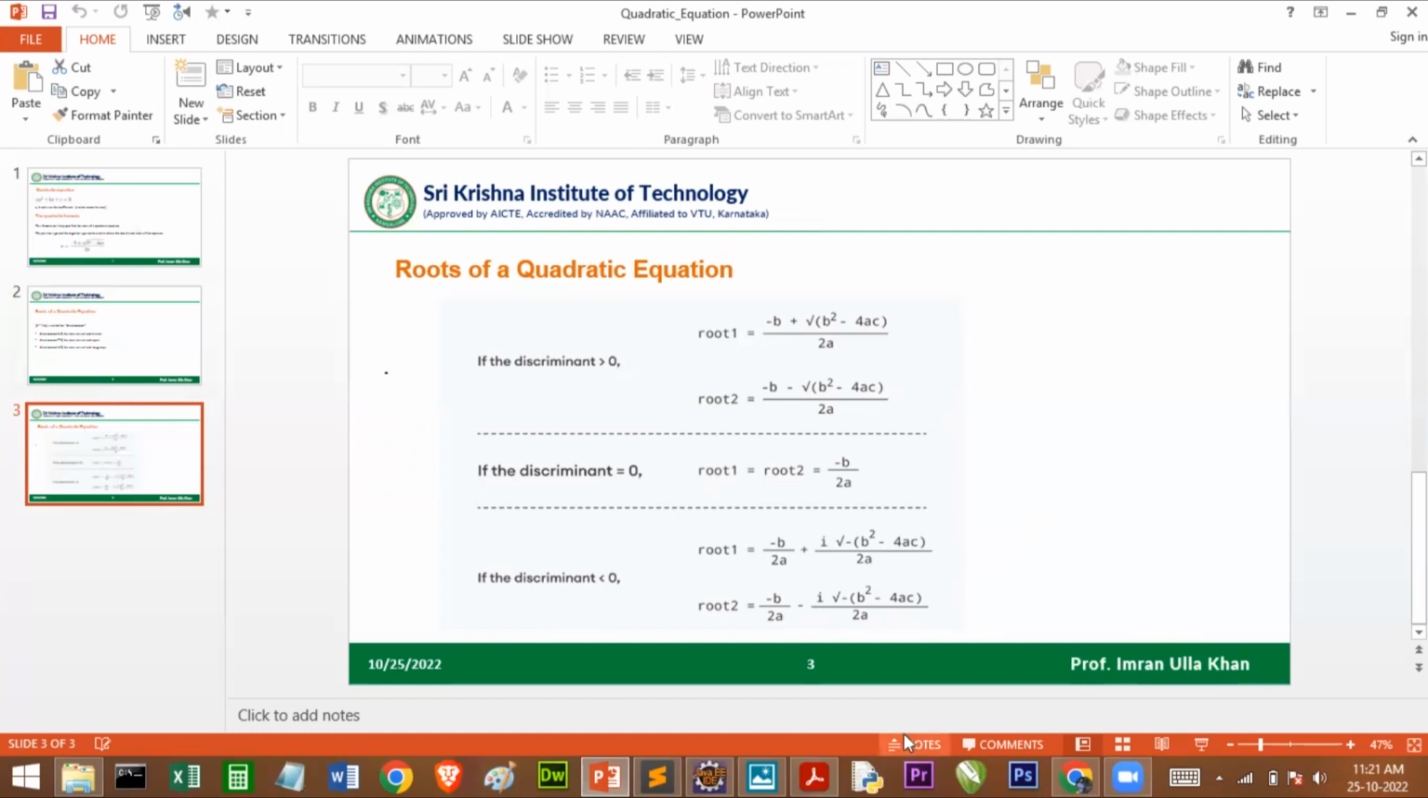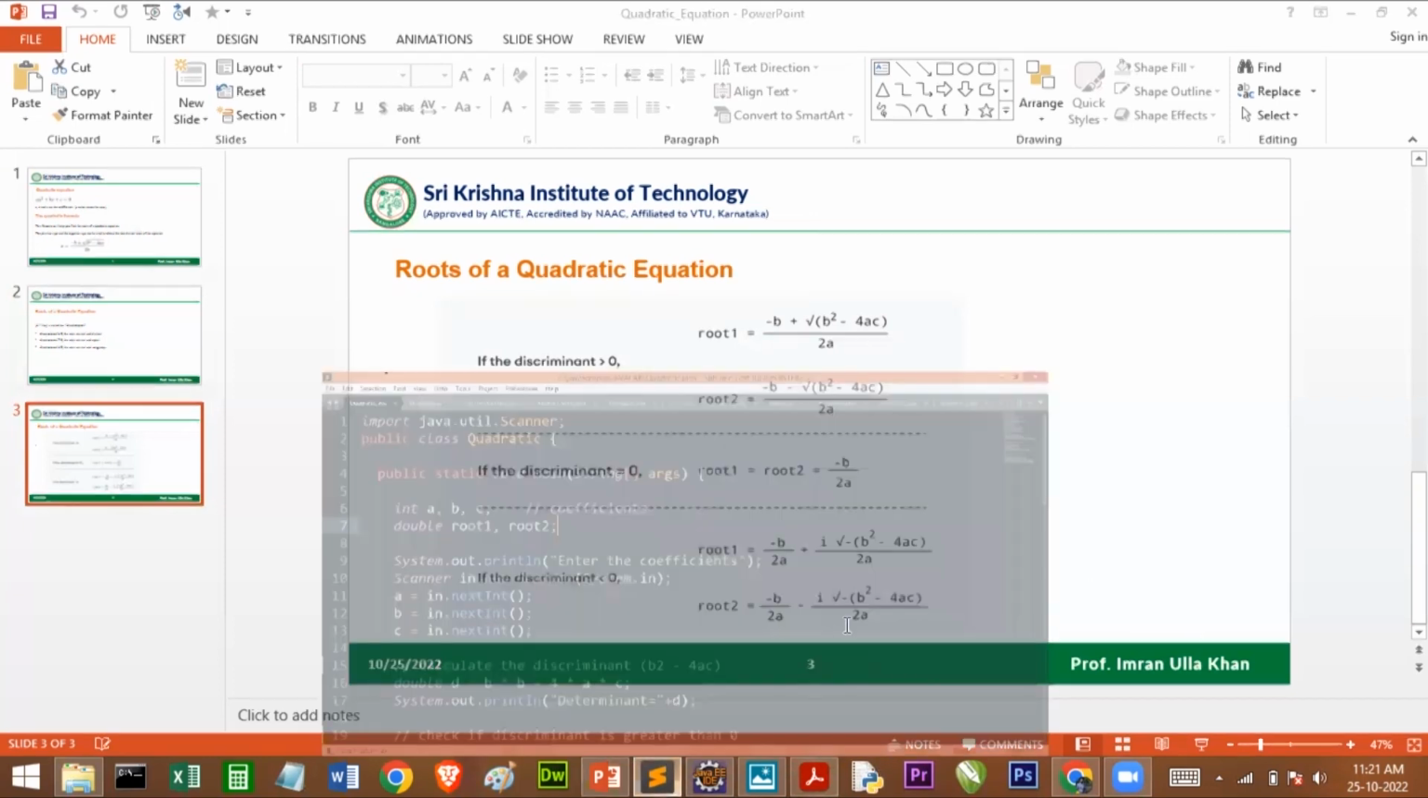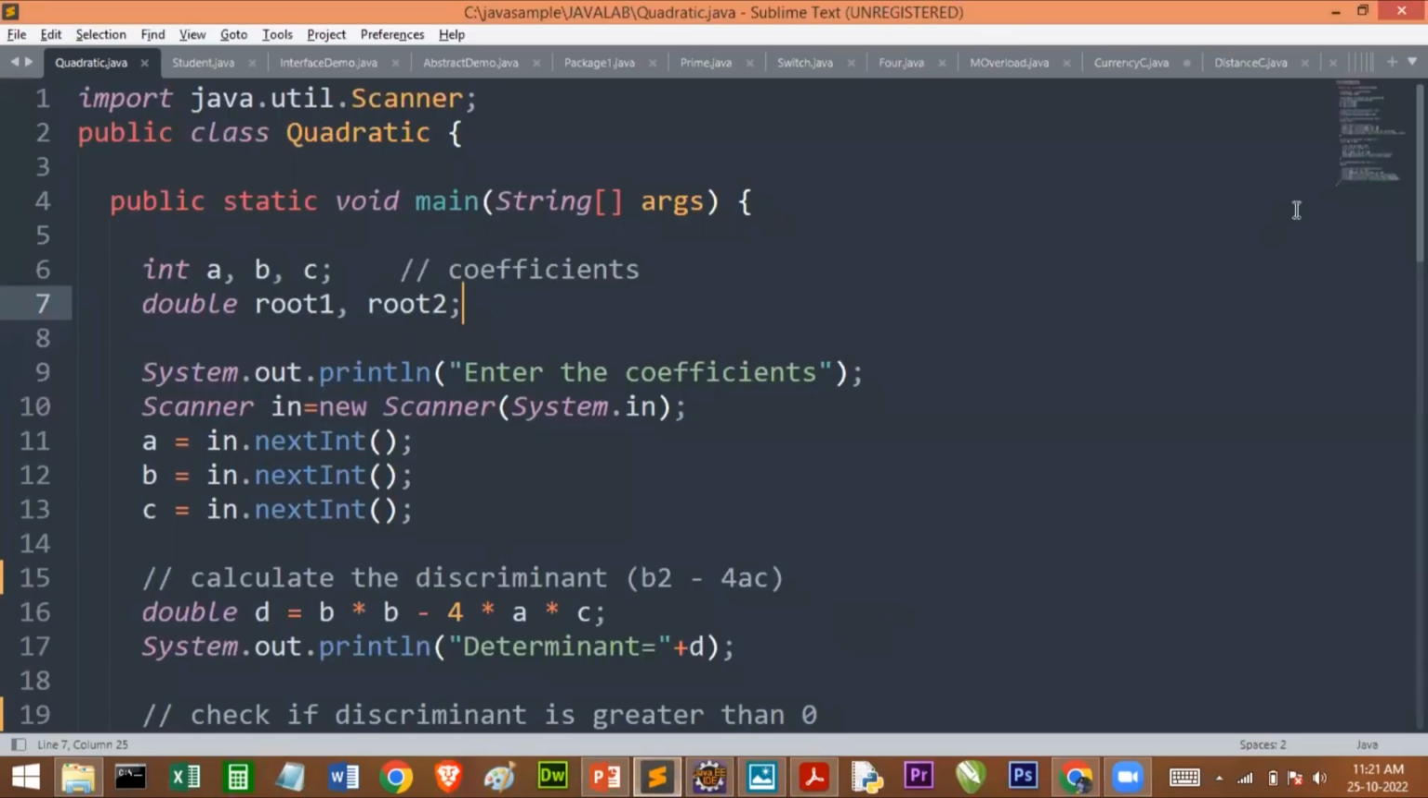Then we'll go to the program. I will explain the code in the Sublime text editor. Then I'll execute it here as well, and then I'll take you to the Eclipse IDE. There also I'll execute and show you.